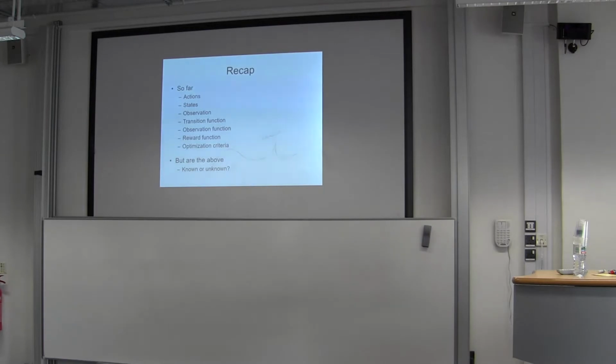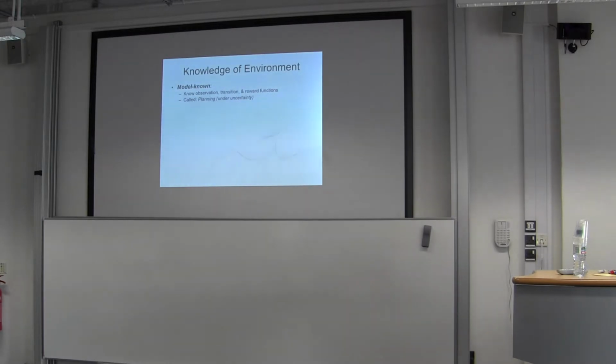Okay? Then with all of this, you don't know whether the observation, the reward, the transition, etc., are known or unknown, and that complicates things. So again, if I go back to the Grand Challenge problem, do I know everything perfectly? Probably not. So this gives you a few different cases.